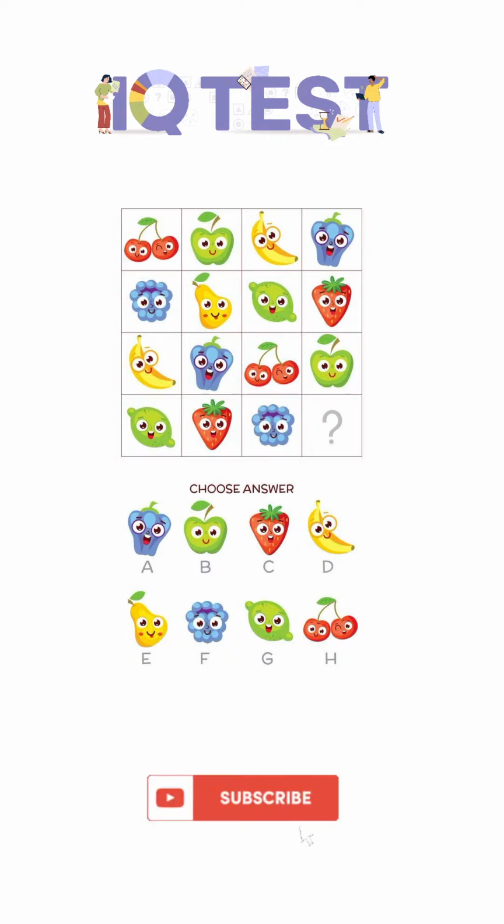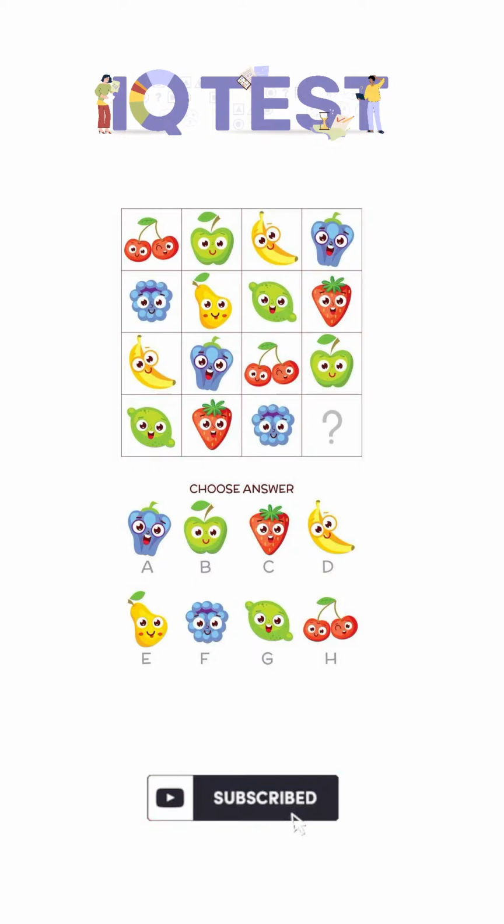So what is the answer for the question mark? What do you think is going to be there? Is it A? Is it B? Is it C? Is it D? E, F, G, or H? A is for bell pepper. B is for apple. C is for strawberry. And D is for banana. E is for the pear. F is for the berries, the blueberries. G is for, I don't know what that is, guava or something. And then H is for the raspberries or the cherries.